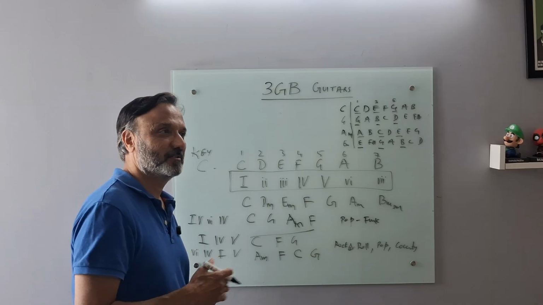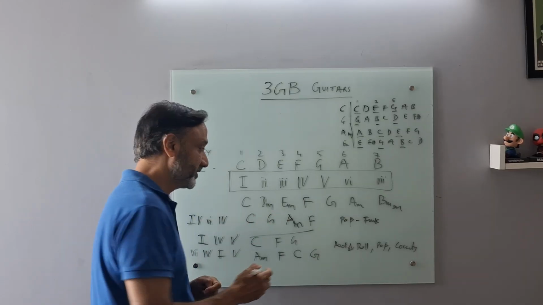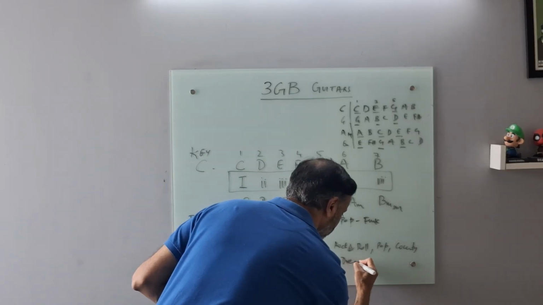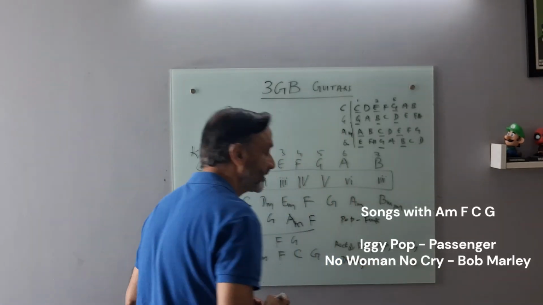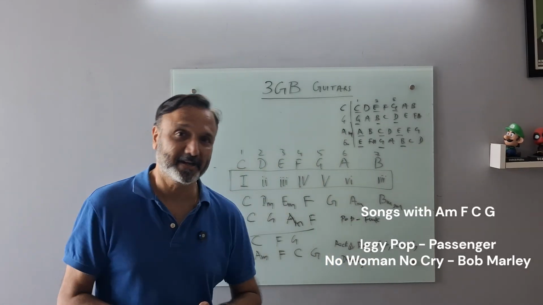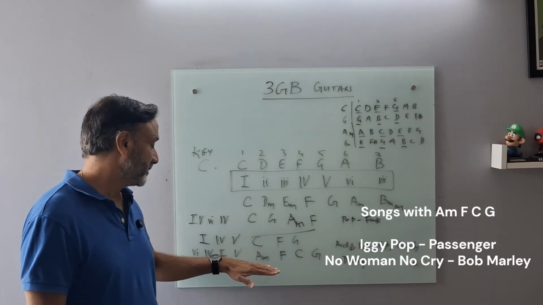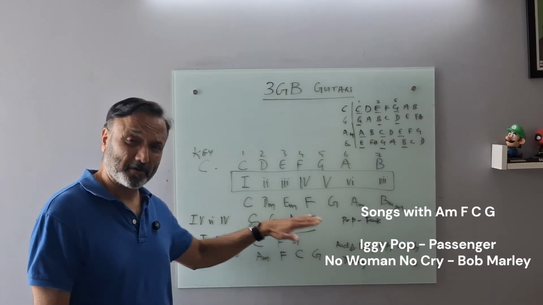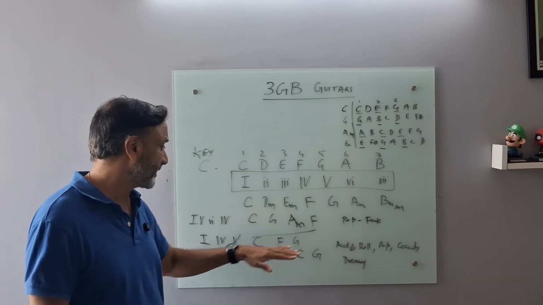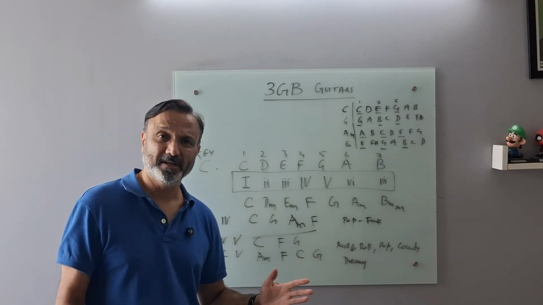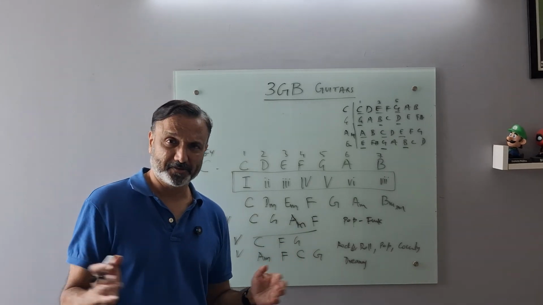Now, this is more like a dreamy type of progression, right? It's also used for rock ballads and things like that. So these chord progressions, you'll see a lot of songs in these progressions: C, G, A minor, F, C, F, G, A minor, F, C, G, right? Very popular progressions.